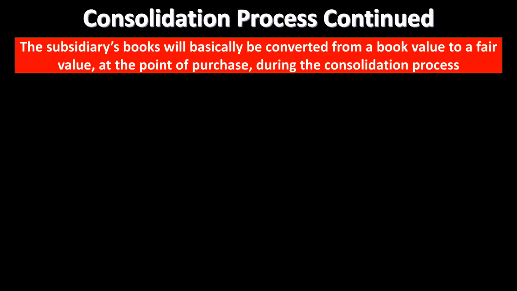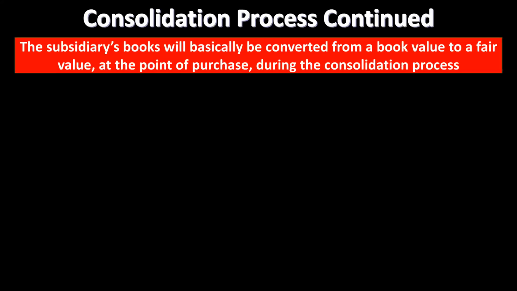Okay, so what's this process going to look like? How are we going to deal with this difference? Basically, the subsidiary's books will be converted from a book value to a fair value at the point of purchase during the consolidation process. So in other words, we have the parent's books and we have the subsidiary's books. Obviously we will do practice problems. The way to really understand this is to run practice problems, so I highly recommend taking a look at the practice problems.